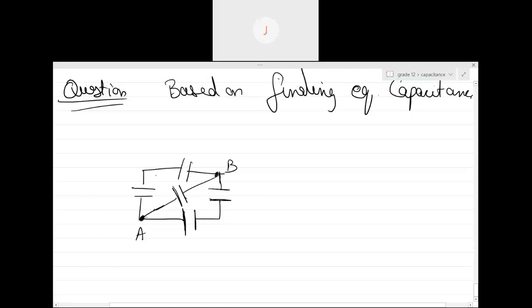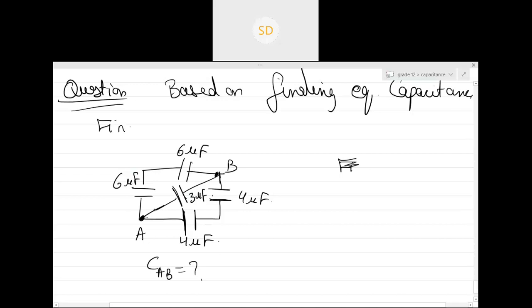Suppose guys, can you see a connection like this? So this is, let's say, 4 microfarad. This is also 4 microfarad. This is 6 microfarad, and this is 6 microfarad. Find the net capacitance across AB. Find net capacitance.